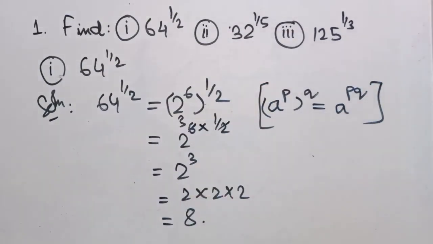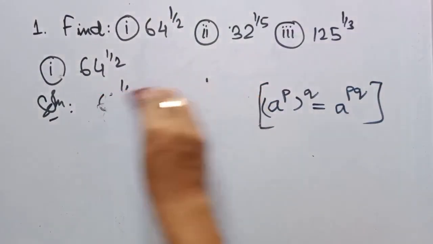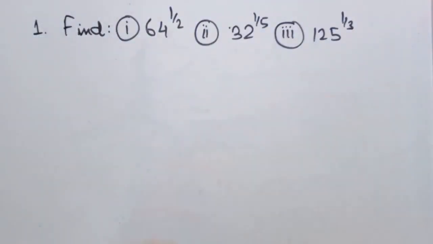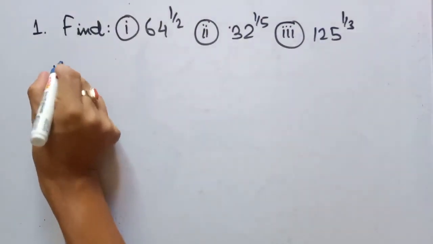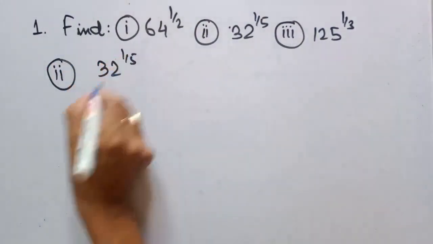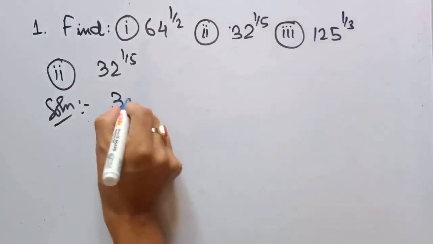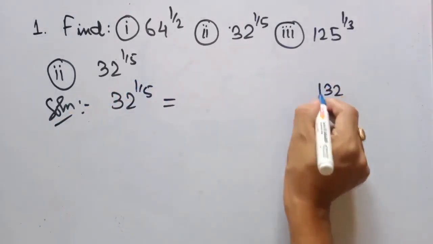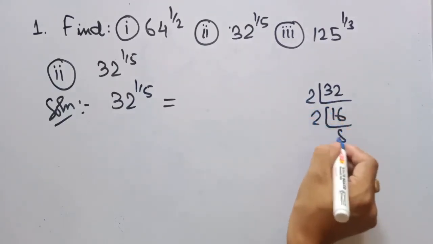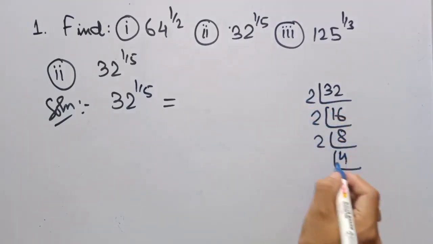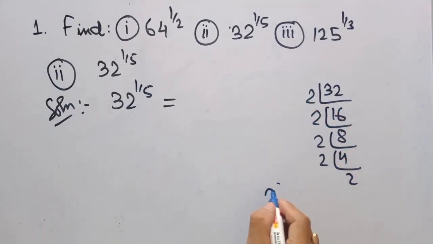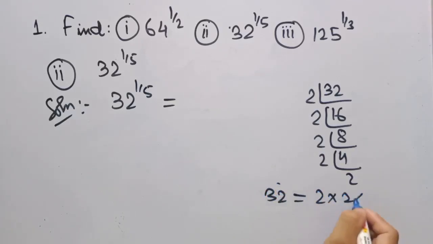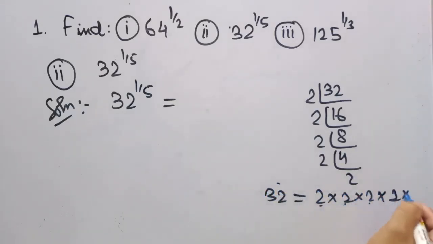Next, let us try to solve (ii), that is 32 to the power 1 by 5. Solution: same as first, we will prime factorize the number 32. 2 times 16, 2 times 8, 2 times 4, 2 times 2. So 32 can be written as 2 into 2 into 2 into 2 into 2, 5 times. So 32 is equal to 2 to the power 5.